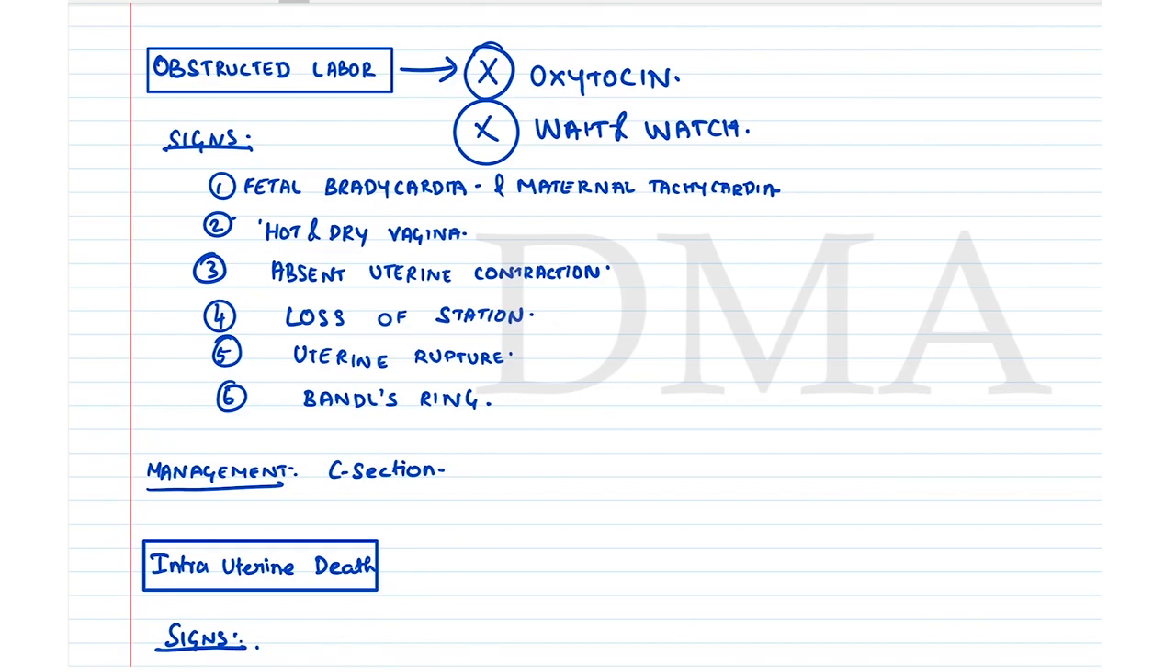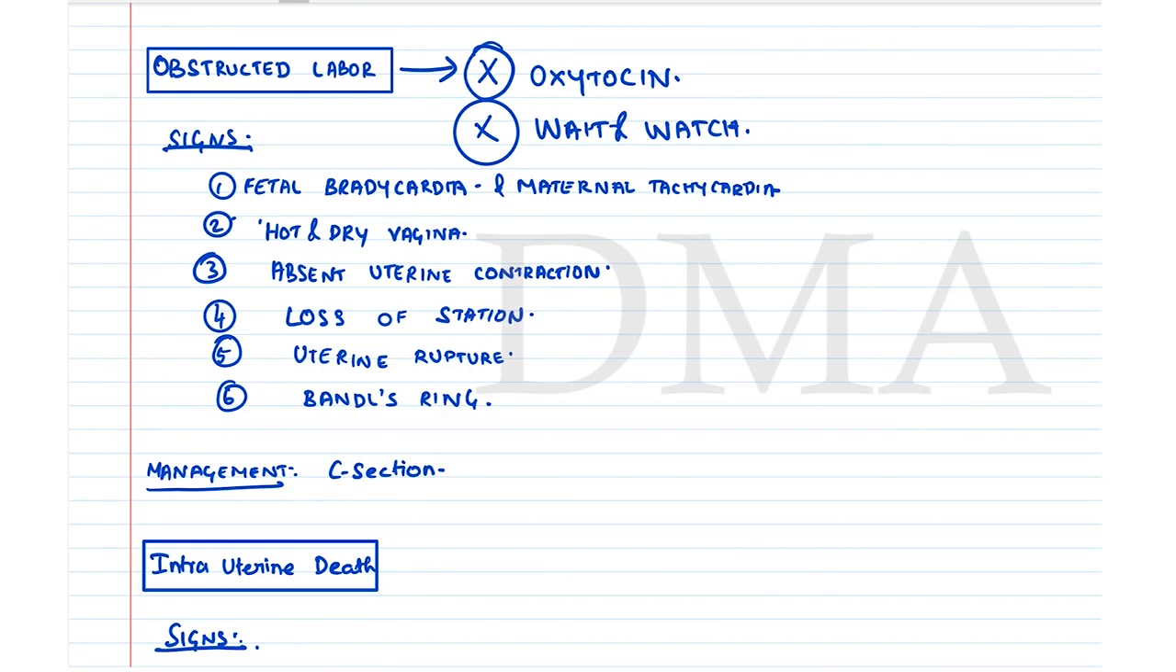You have to act immediately. You have to open up and do your C-section immediately, depending upon the situation. So there is no wait and watch. Most of the exceptions will be wait and watch, and often you get confused with that and choose wait and watch. No wait and watch in obstructed labor, and no oxytocin in obstructed labor.